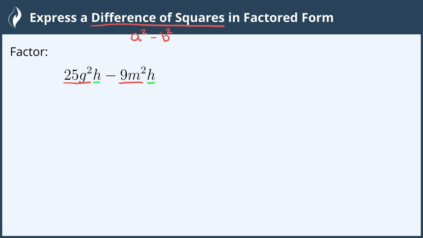So because that h is in common with both of those, the very first thing I'm always going to check in any single problem that's asking me to factor is look for the greatest common factor. That is the very first step because it'll make the rest of the factoring much smaller and easier. So let's go ahead and factor that out, just like the opposite of the distributive property. If I bring the h out in front, I'm left with 25g squared minus 9m squared. And now the inside portion follows the pattern of a difference of squares.